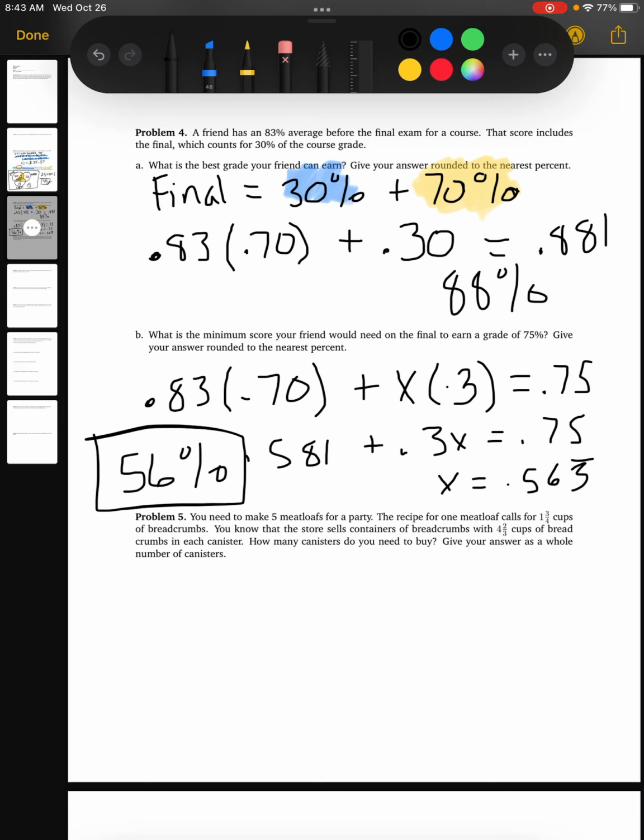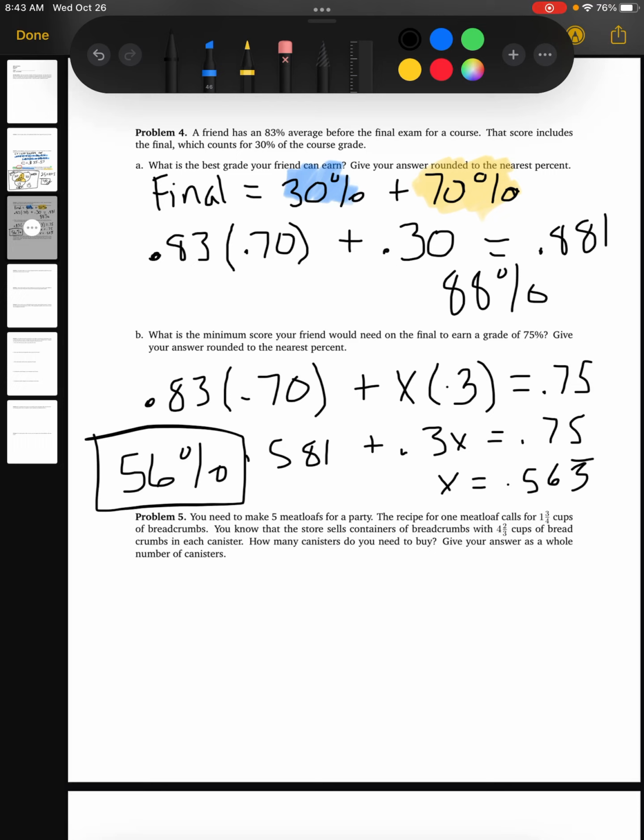Problem 5 is the meatloaf problem. It's kind of related to some of the stuff we did in class. We spent some time on this problem in class, and this is from the problem solving section. So this example is in your problem solving homework, and it was also on your problem solving quiz. So you need to make 5 meatloaves for a party. The recipe calls for 1 3/4 cups of breadcrumbs. You know the store sells containers of breadcrumbs with 4 2/3 cups of breadcrumbs in each canister. So how many canisters do you need to buy? Give your answer as a whole number of canisters.